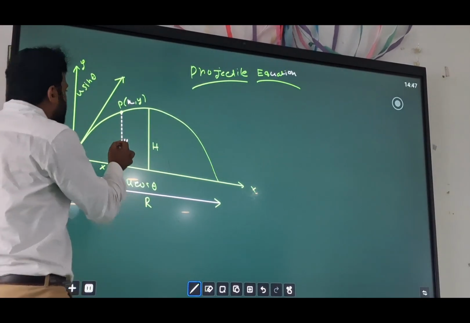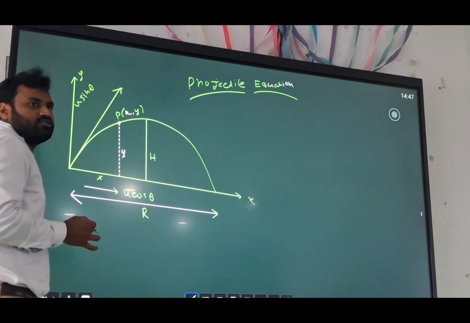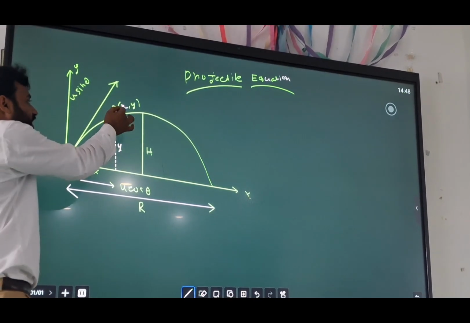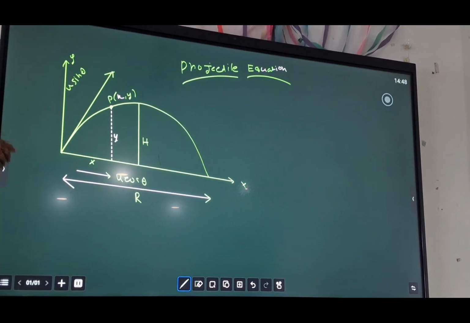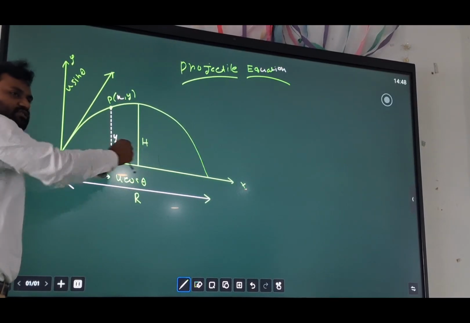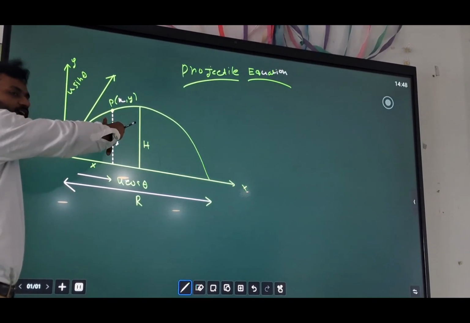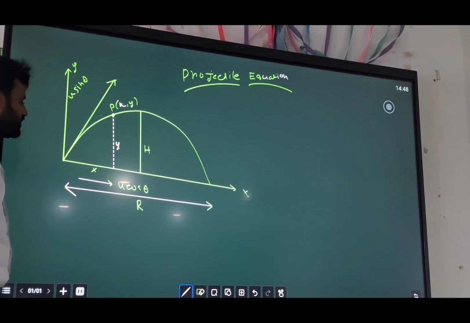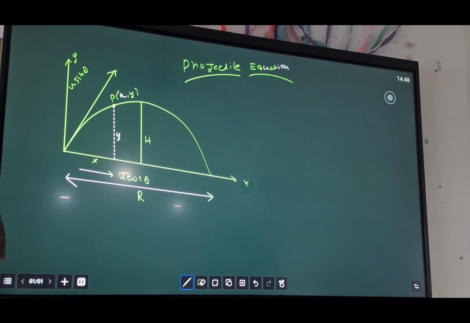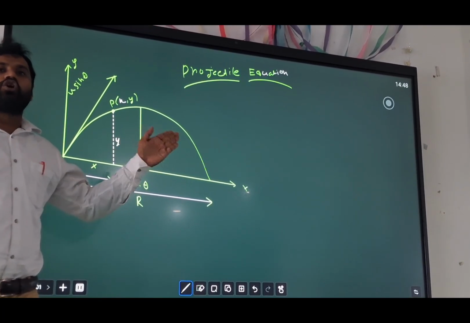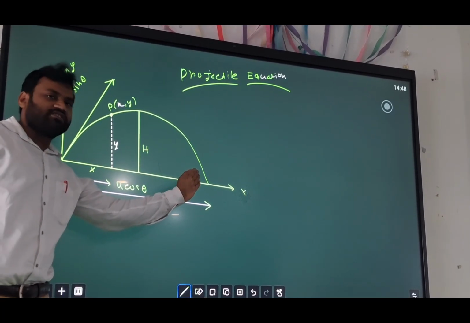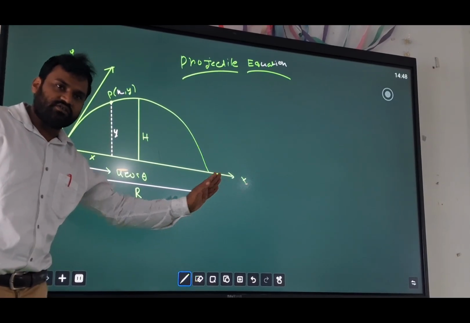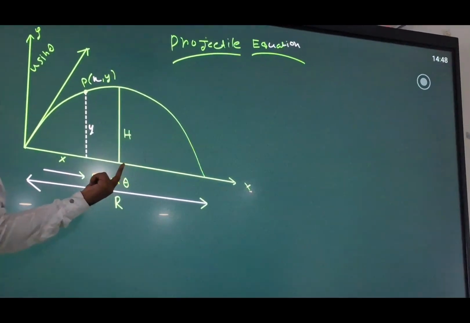Let's consider a point P. The position of this point P is (x, y), where x means the x-axis displacement and y means the y-axis displacement. In the horizontal direction, the speed is always constant. This side speed is always constant, and this speed is u cos theta.